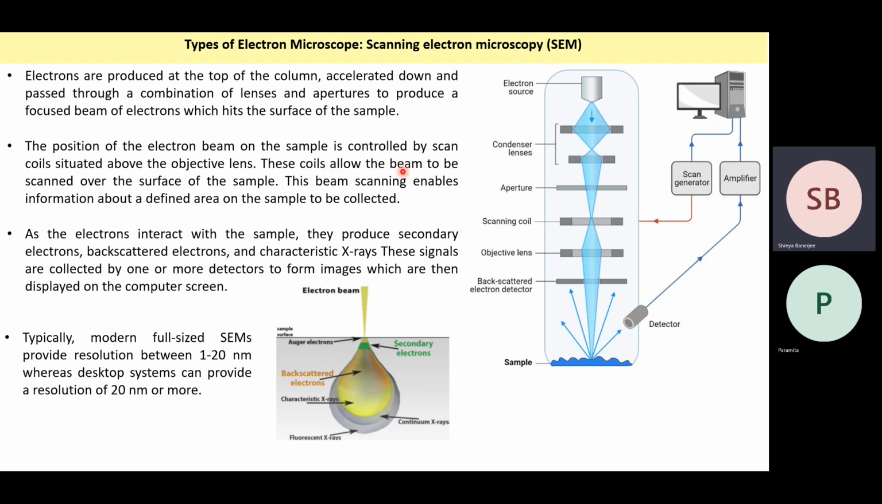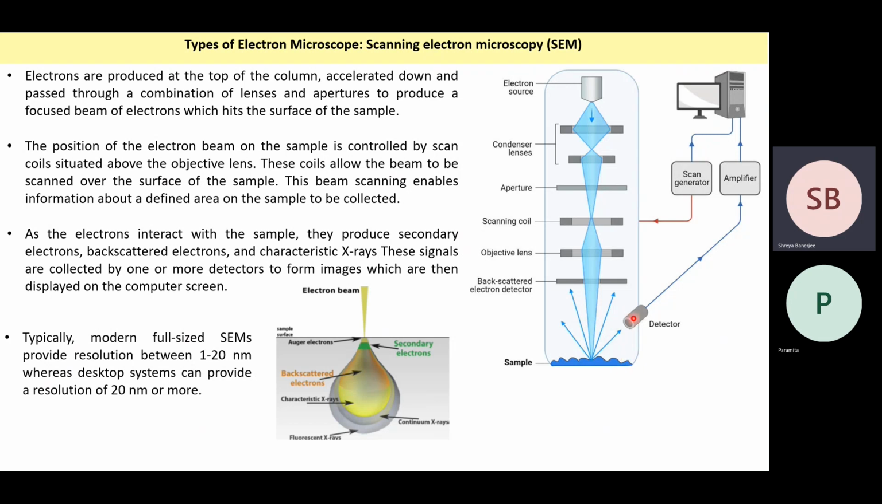These coils allow the beam to be scanned over the surface of the sample. This beam scanning enables information about a defined area on the sample to be collected. So suppose the beam is first focused at the middle of the sample. From the reflected beam reaching the detector, you will get an idea about this portion. Then using the scanning coil, the beam is moved so that it is focused on the sides.